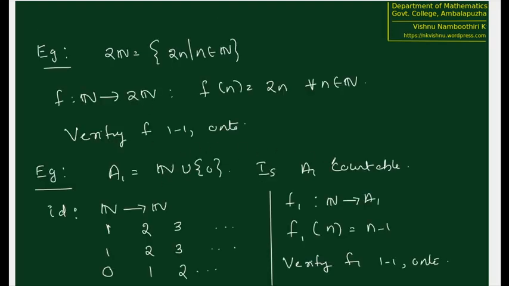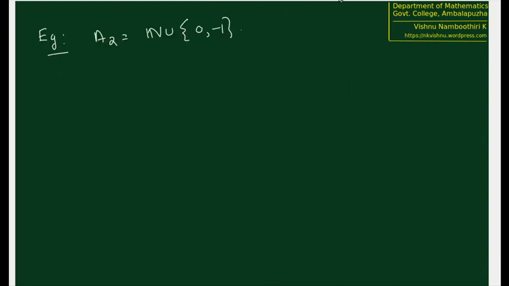Suppose that we have a slight modification of the previous example and we choose A2 equal to N union {0, -1}. So can we still find a function from natural numbers to A2 which is 1-1 and onto, so that we can say that A2 is also countable? We have seen that A1 is countable, so we have answered in the positive sense. Now the question is about A2, which is N union {0, -1}.